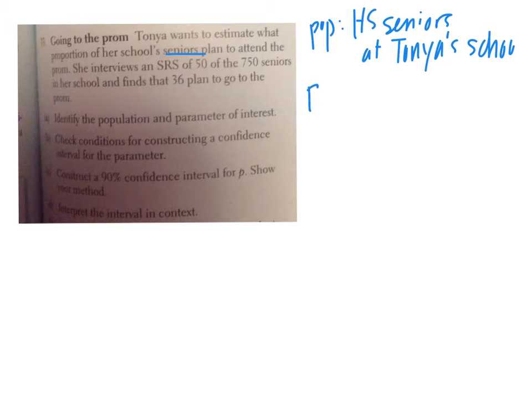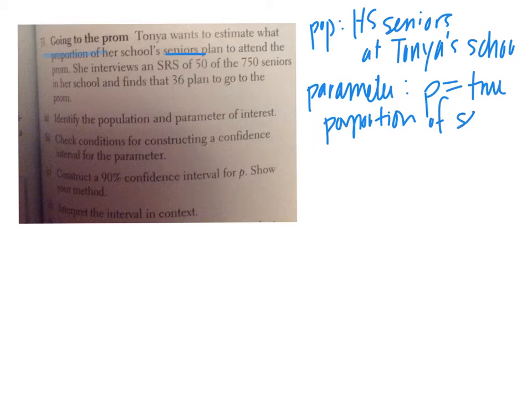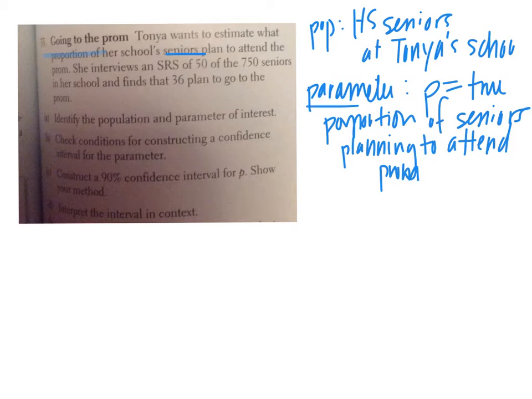The parameter, though, is not the number of high school seniors, but the proportion of her school seniors that plan to attend the prom. So we would say p equals the true proportion of seniors planning to attend prom. It is important to put all that stuff, even though it's kind of long. Notice that I did give the symbol is p.